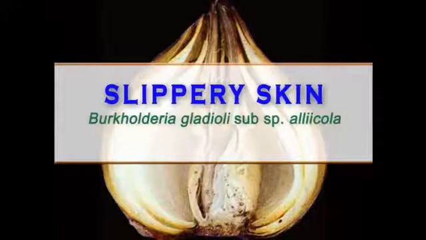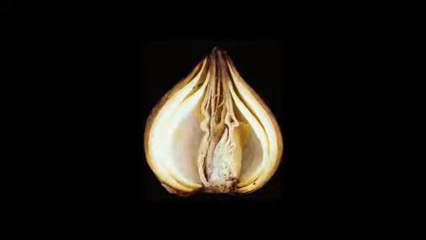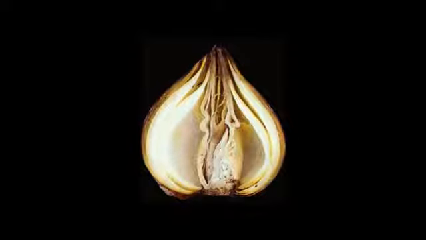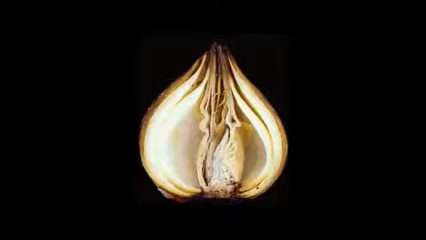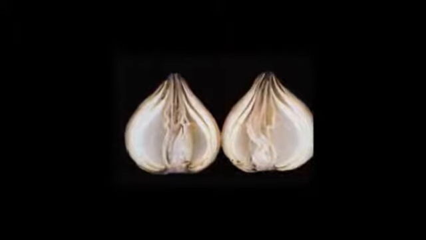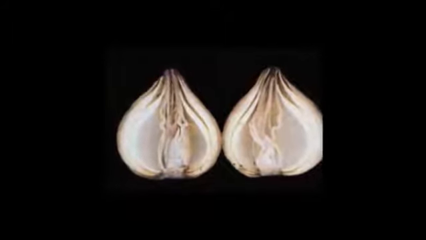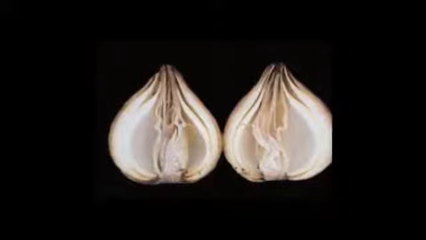Next disease is slippery skin. It is caused by Burkholderia gladioli pv. alliicola. Intact onion bulbs with slippery skin can appear disease-free until they are cut open. However, the inner scales of the diseased bulbs are brown and water-soaked, and the bulb turns soft and rotten. One indication of slippery skin is when the inner core slips out when pressure is applied to the base of the bulb.